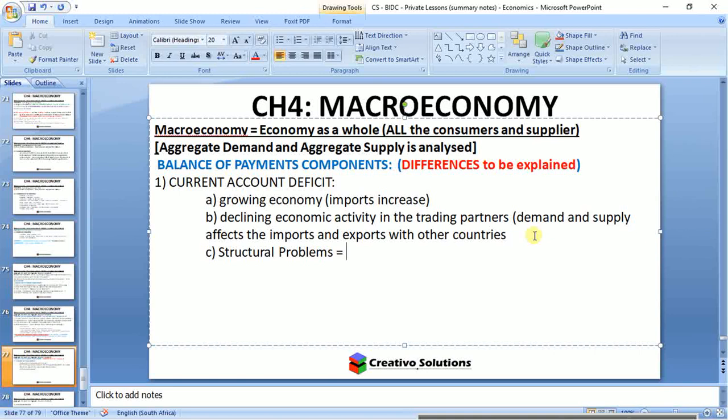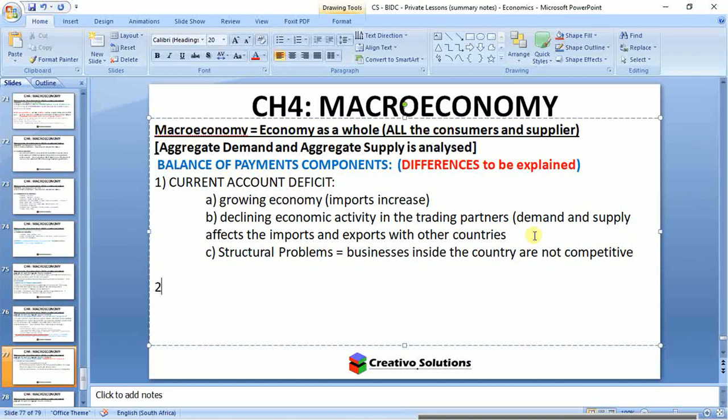See, structural problems. Businesses inside the country are not competitive, i.e., we're not going to export as much. So if we want to grow as a country and reduce the current account deficit, we need to make sure that our products are so competitive that everybody out there wants them, and then more people will buy them, so we will export more to those countries.